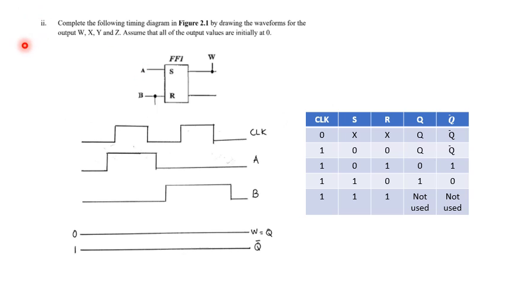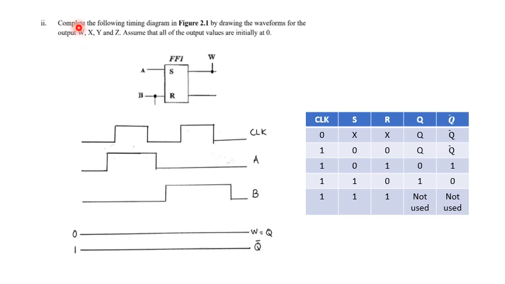So here is question 2.2. Complete the following timing diagram in figure 2.1. Figure 2.1 is here. By drawing the waveform for the outputs W, X, Y, and Z. Assume all of the output values are initially at 0. So we will assume the early output will be 0.